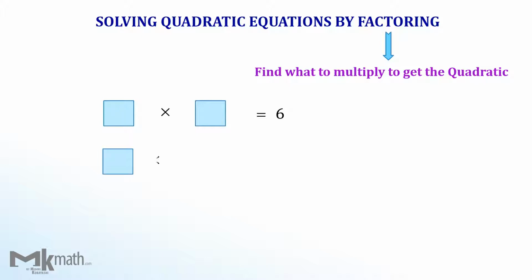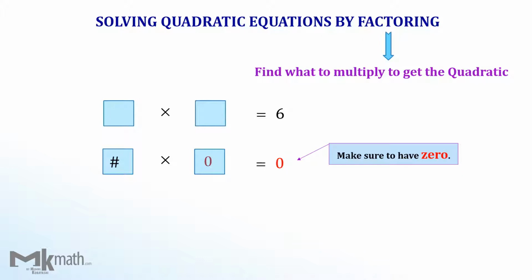However, how about having the product of 0? 0 times any number should be 0, or any number times 0 should be 0 as well. To have 0 as the product, we need to think about only two possibilities. So, setting the equation equal to 0 is important.